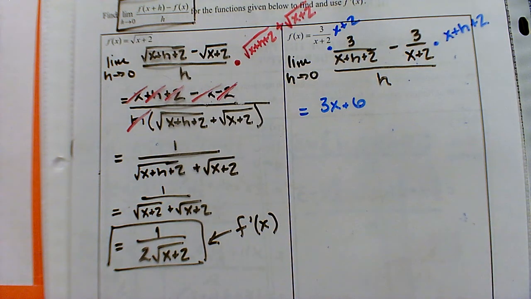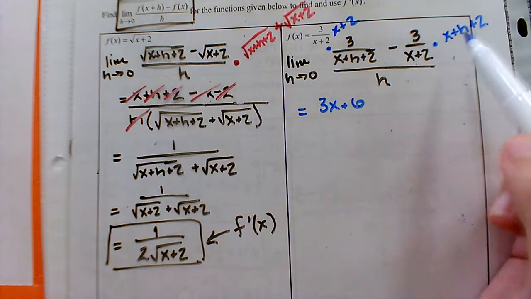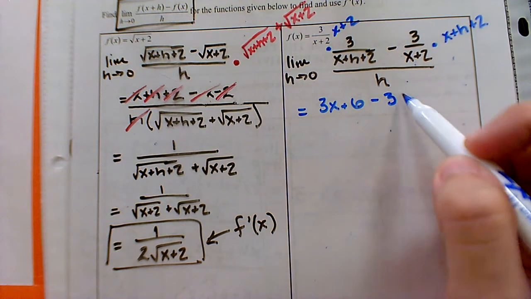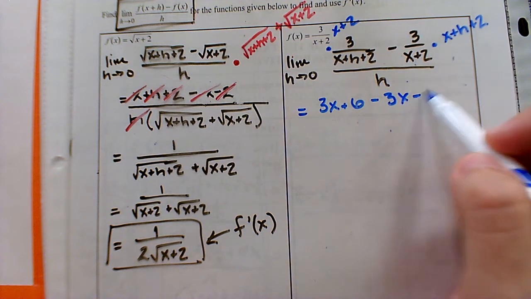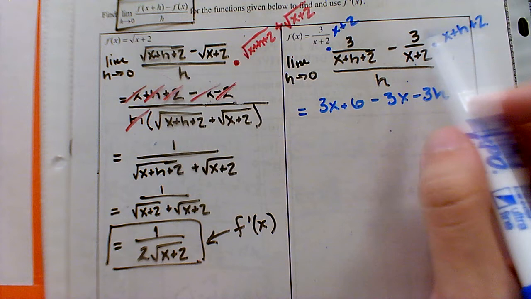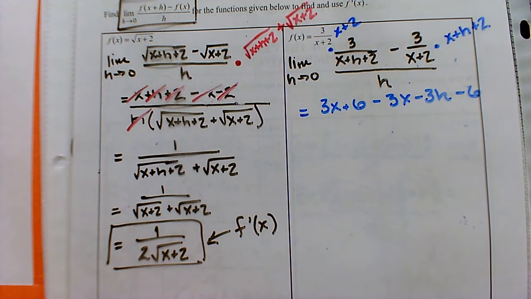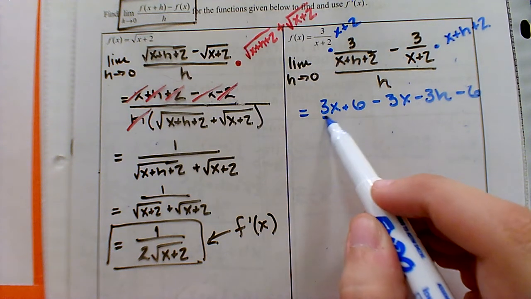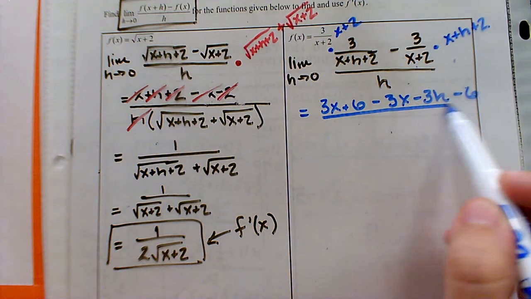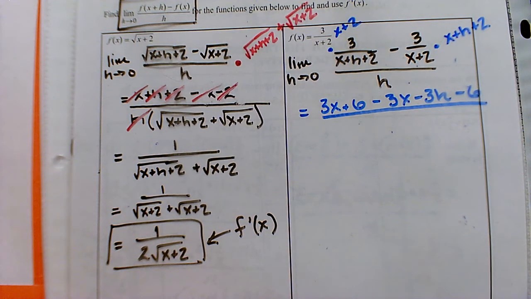Alright, let's go ahead and distribute in the negative 3 up top. We would have a negative 3x, then a negative 3h, and then a negative 6. Okay, so that's just if we multiplied the tops. After you subtract fractions, what do you do with the denominators? What do you do with that common denominator?